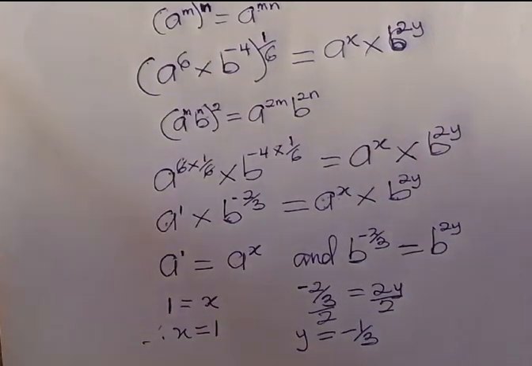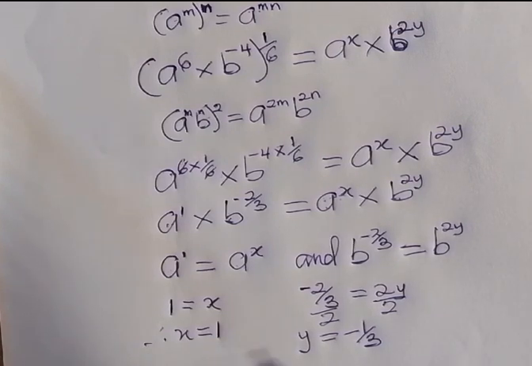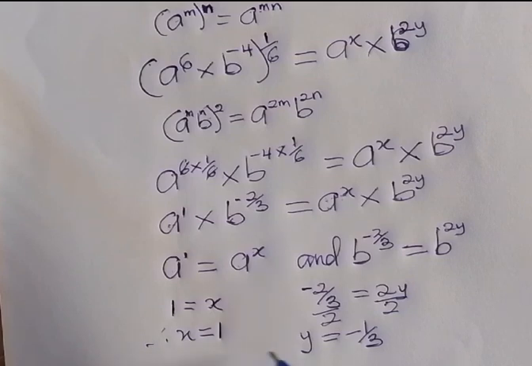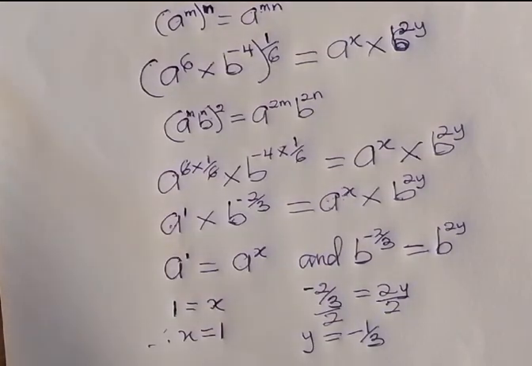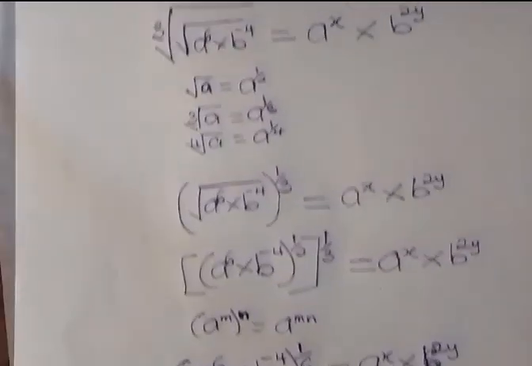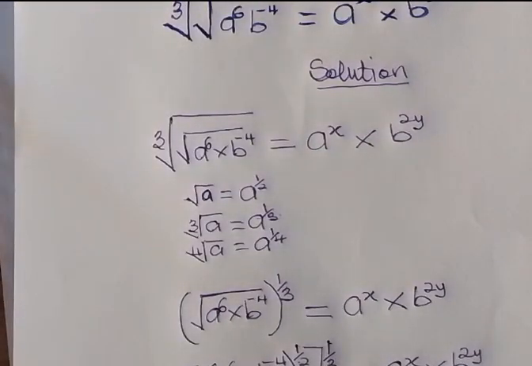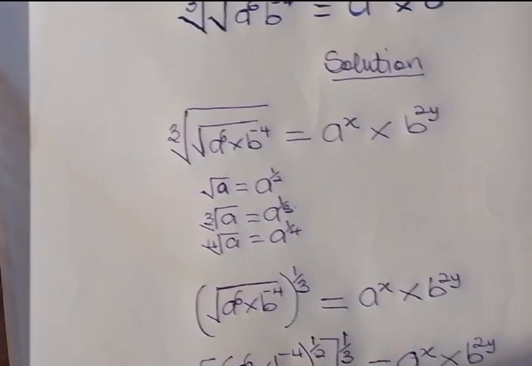So the question asks us to find the values, or solve for x and y. So the values for x and y are 1 and negative 1 third respectively. Okay, so this is how you can go about questions like this. Very simple, right? Good. So when you have such a question, you just have to take your time and go through all this process, and you get the answer right.